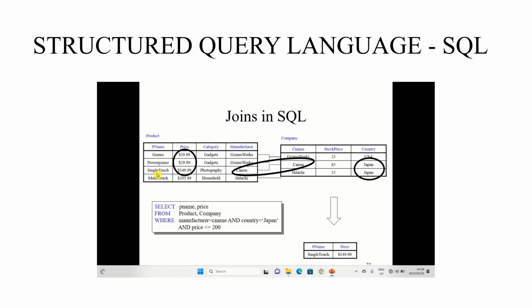This one, singly touch 149, fits this condition. You see, singly touch, and its manufacturer is Canon. Check Canon this side. It belongs to Japan. What qualifies this multi-touch? It is the price now. So only singly touch 149 belonging to Japan. Yes, what disqualifies this? Because Gizmoworks belongs to USA, in as much as the price qualifies. Even here, the price qualifies, but Gizmoworks, they all belong to USA.